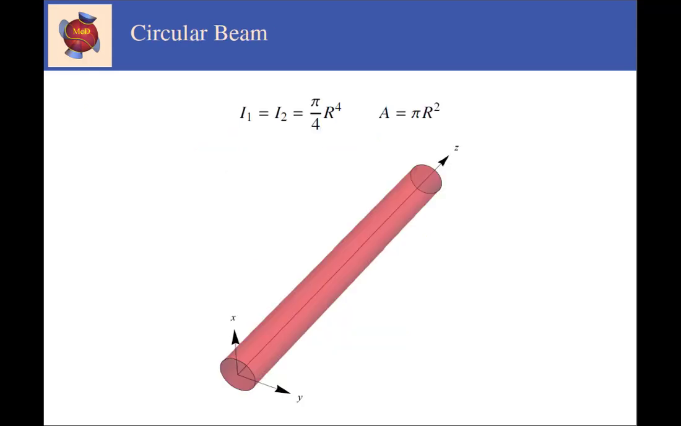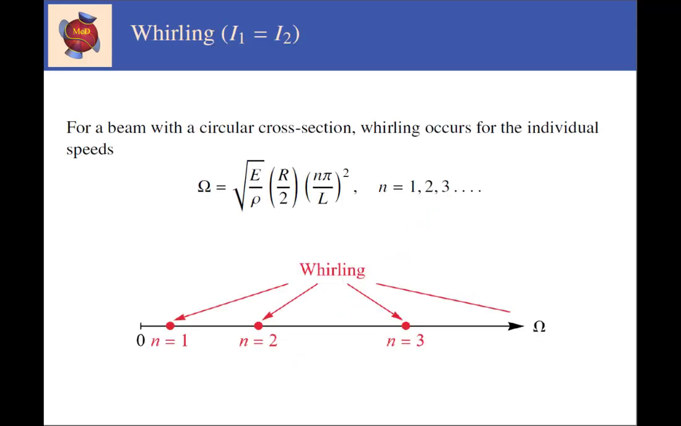For the dowel rod, and for a lot of applications, the cross-section is circular, so I1 and I2 are the same. With a solid circular cross-section, I1 and I2 are both pi r to the fourth over 4, and the cross-sectional area is pi r squared. With equal moments of inertia, the buckling intervals collapse to single points, indicated by the dots on the axis for omega in the graph.